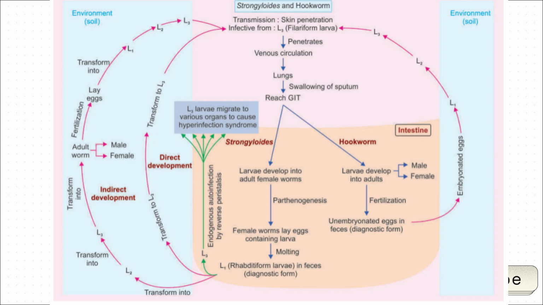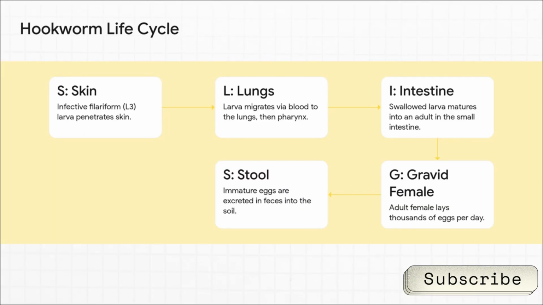It starts in the soil, finds its way in by penetrating the skin, takes a little trip to the lungs, and then finally ends up setting up shop in the intestine. To make this life cycle totally unforgettable, let's use the mnemonic SLIGS. It all starts with S for skin penetration. This is done by the infective L3, or filiform larva.